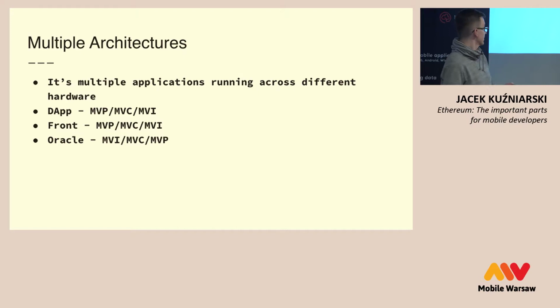So the DApp itself is like multiple architectures, and if you break it down, the whole DApp is running on multiple machines with multiple architectures. So the DApp, you can approach it as MVP, MVC, MVI, whatever you are more familiar with. The front end can be anything too. The Oracle can also be anything too. MVI, MVC, this doesn't matter. You can structure it as you want.